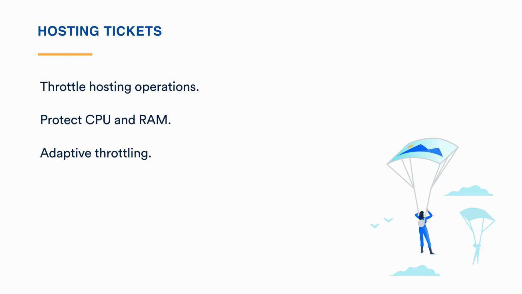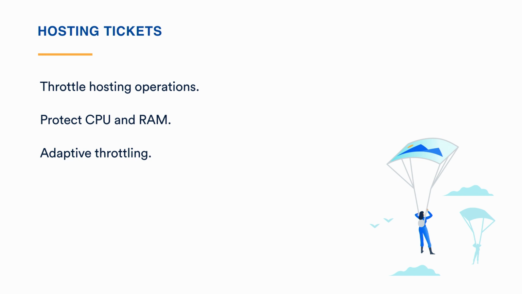Prior to Bitbucket 4.11, and let me just say, if you are running a Bitbucket version prior to 4.11, please upgrade now, because you're missing out on lots of really awesome features. Anyways, prior to Bitbucket 4.11, the number of hosting tickets available in your system was fixed at startup, and it was normally some multiplication of the number of CPU cores on your system. But there was a big problem with this.